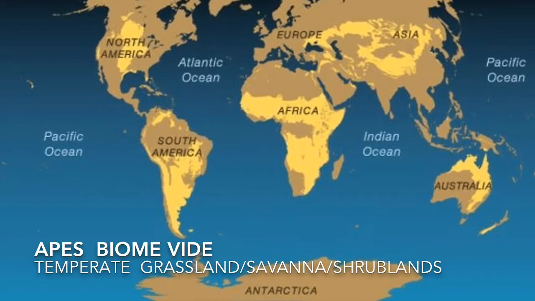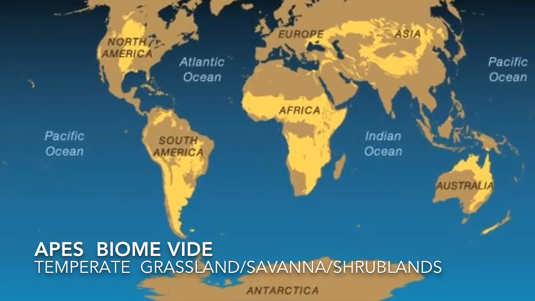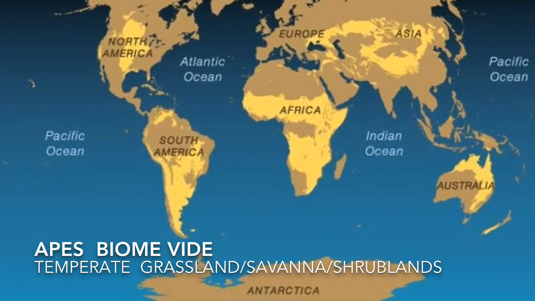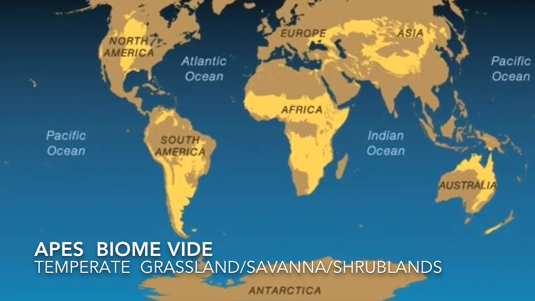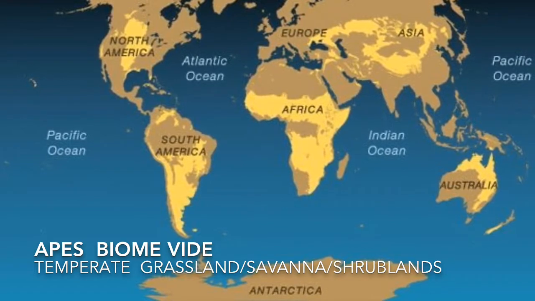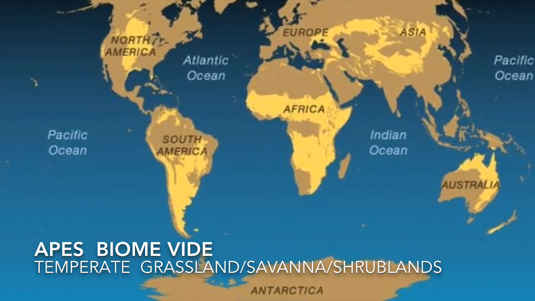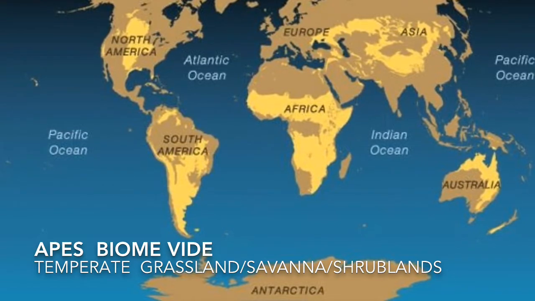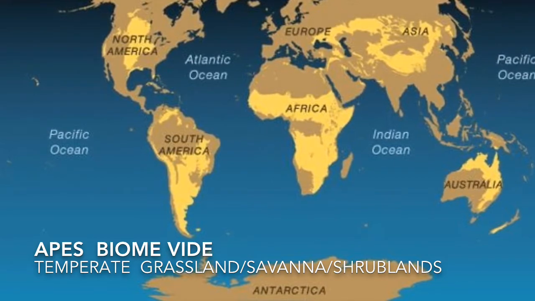Temperate Grasslands, Shrublands, and Savannas by Levine. This biome can be found above the Tropic of Cancer, 23.5 degrees north, and south of the Tropic of Capricorn, 23.5 degrees south. Above is a map of where this biome can be found. Mainly located in Africa, North America, South America, while some spots are in the Middle East and Asia.